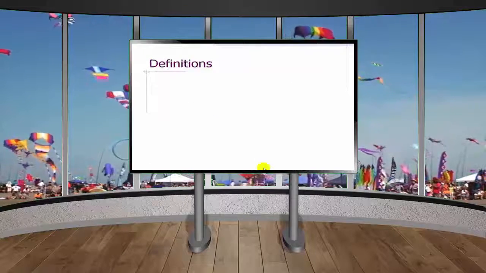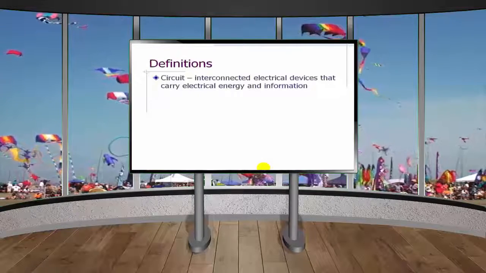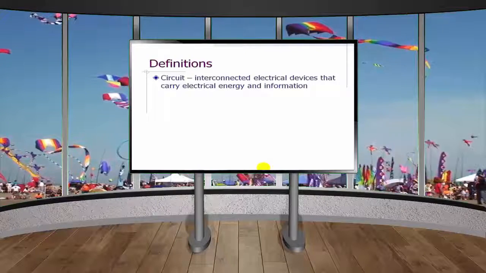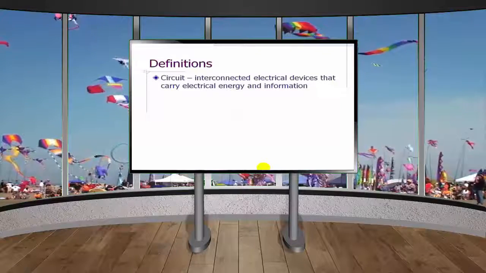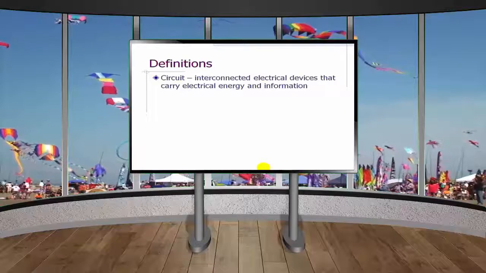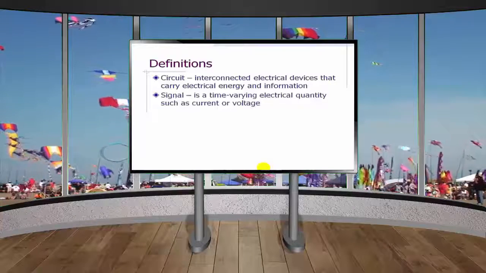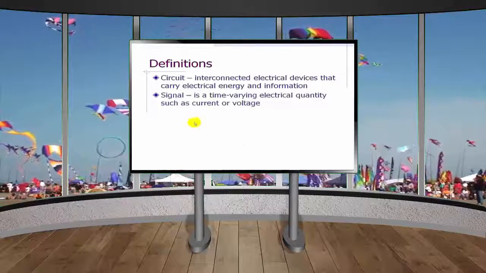So let's start out with some simple definitions. First one is circuit, and we can think of a circuit as an interconnection of a bunch of electrical devices that carry energy or information. Some of these devices that we'll talk about and analyze are resistors, capacitors, and inductors. Another one is that since these carry information, the information is carried in the form of a signal.